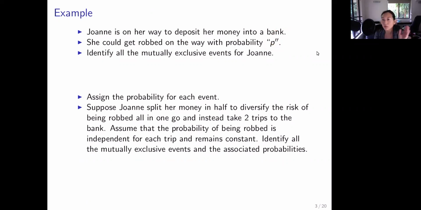The chance of being robbed is P, and also it doesn't depend on whether or not in trip 1 you are being robbed or not. This chance of being robbed in either trip stays constant at P. Identify all the mutually exclusive events and the associated probabilities, right?